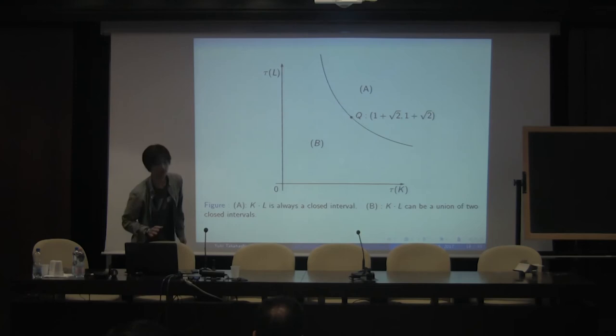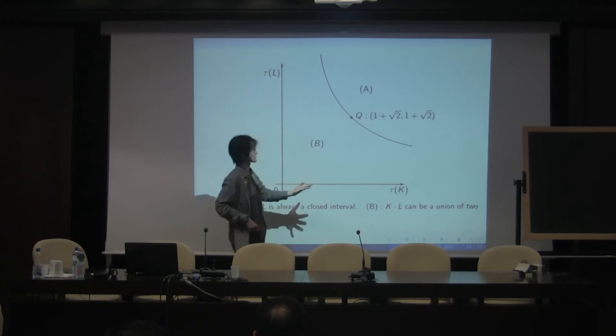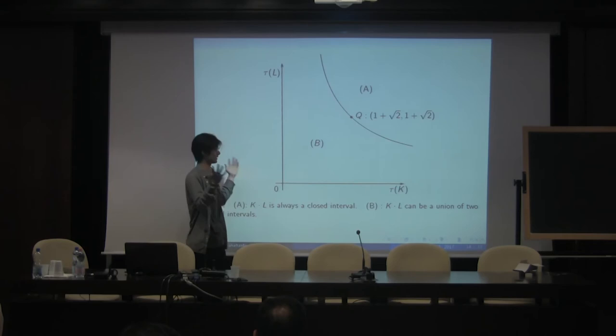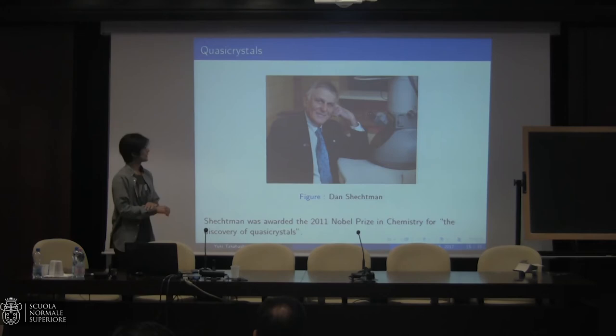We have a long curve. If the thickness is there, then the product of two Cantor sets is always an interval. And if you pick thicknesses from here, then whatever can happen. Okay, and let me talk about motivation a little bit.